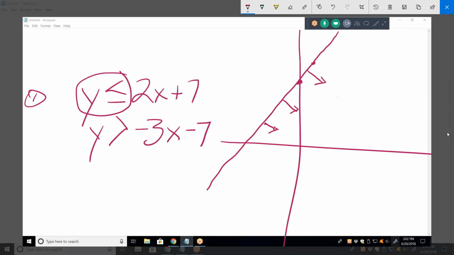Now, let's graph this second one in blue. Where do I start? I'm going to be down 7. Then I'll go up 3 and to the left 1. Dotted or solid? It will be dotted. And above or below? It'll be above.